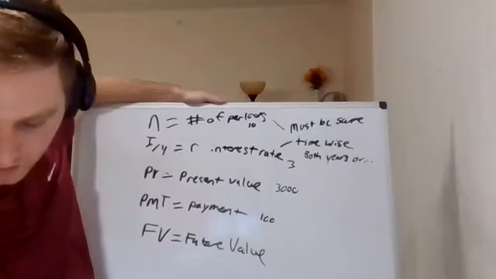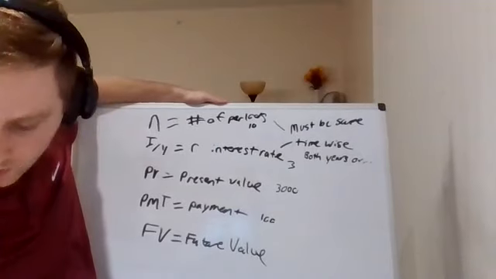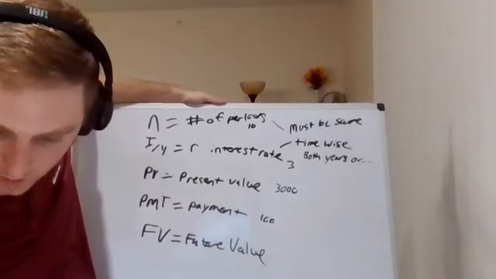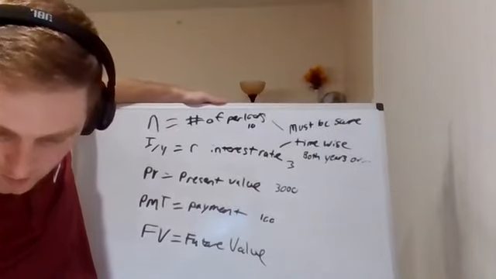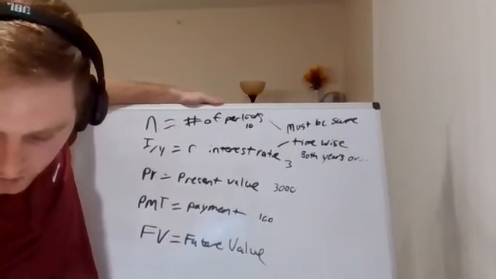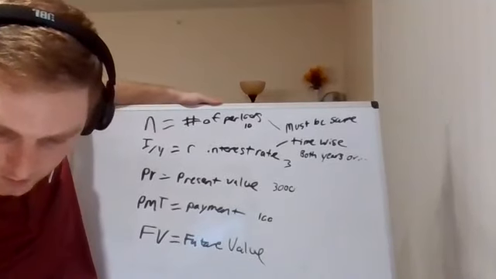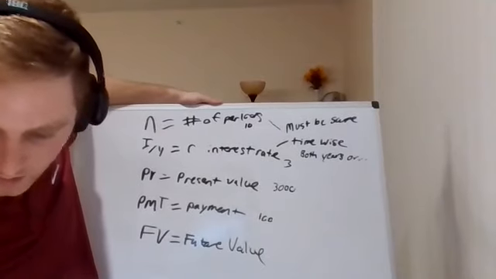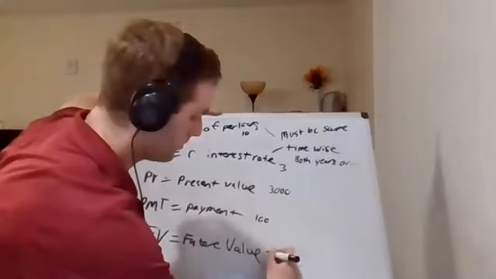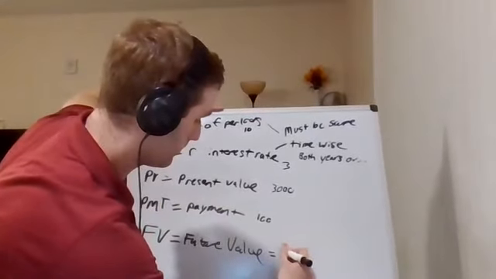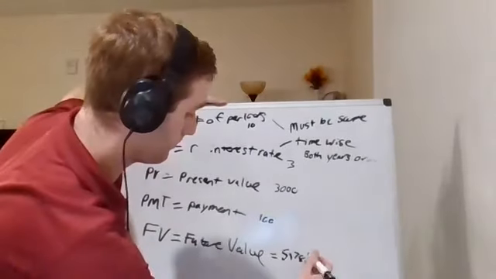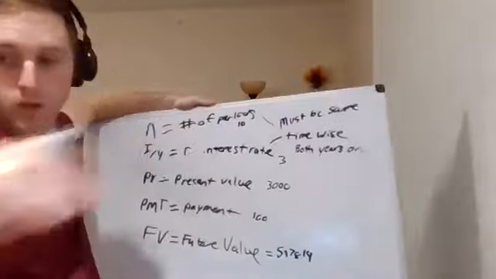Yep. And we can solve for that too. So negative 3,000 is present value. We've got a 3% interest rate. 10 is our number of periods. And then I'm going to put $100 in negative as a payment. Compute future value. My future value equals 5178.14. And that's just one I just did.